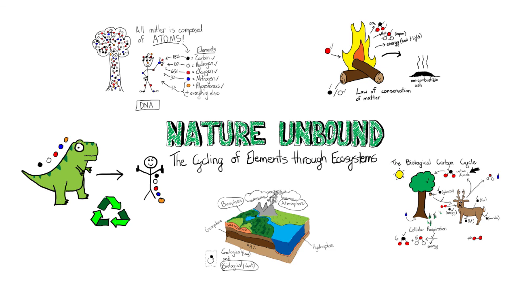Starting next week, we'll be taking a look at the other cycles, the water cycle, the nitrogen cycle, and the phosphorus cycle, to see how these other elements work their way through an ecosystem.